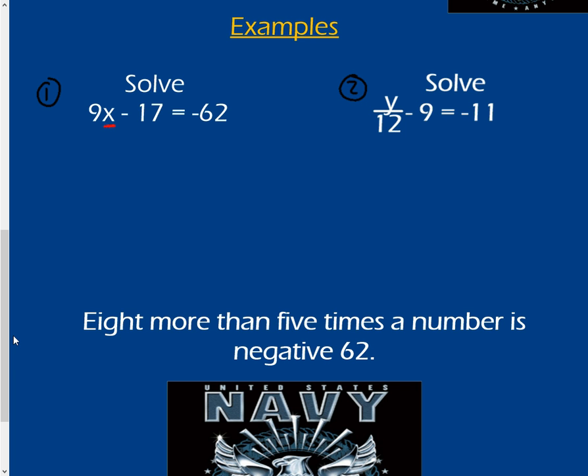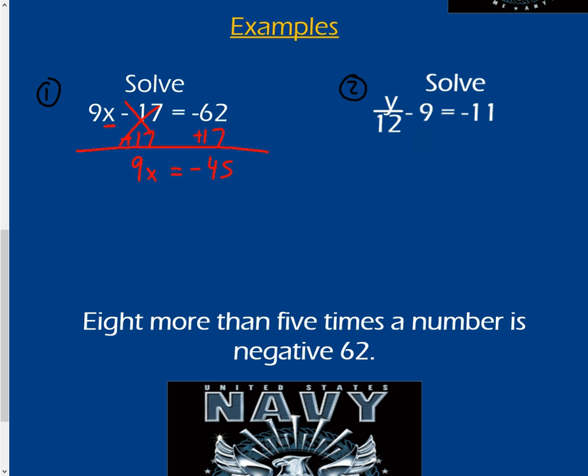Next thing it said to do was eliminate anything that's not attached to the variable. So the 9 is attached to it. It's multiplied by it. So let's get rid of whatever's not attached. That would be the minus 17. The opposite or the inverse operation of minus 17 is plus 17. Plus 17 will cancel out this minus 17. They're opposites. They get rid of each other. They become 0. But what you do to one side of the equation, you must do on the other side of that equal sign. So we're going to plus 17 over here. What's left over here is just 9x. And on the right side, negative 62 plus 17, I believe, is negative 45.